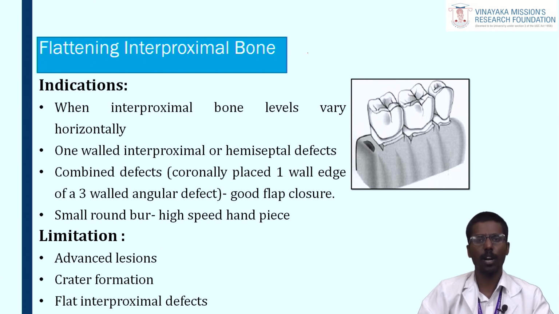Next is limitation, where we cannot do this. If the lesion is advanced, we cannot remove the bone there because it is going to result in mobility of the tooth, okay, and unnecessary gingival recession. Next is the crater formation. Next is the flat interproximal defect. If the interproximal defect is going to be flat, there is no need for the removal of the bone there.